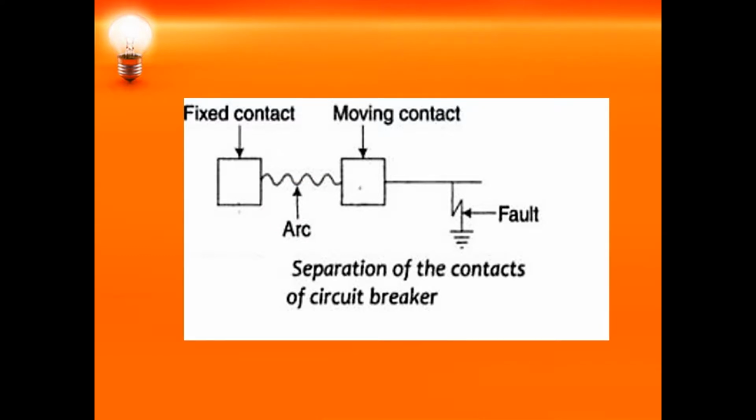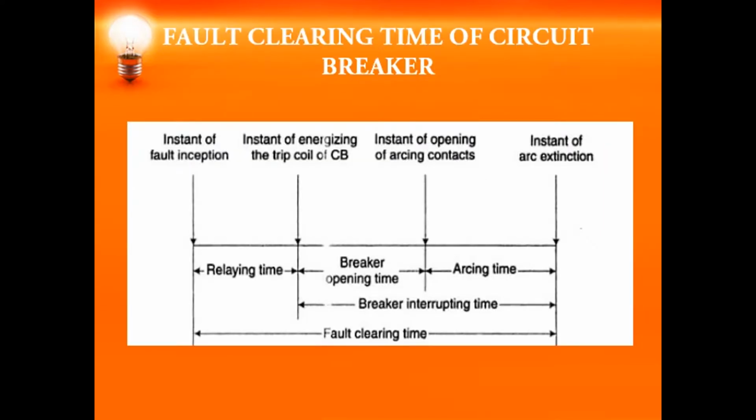So this arc has to be quenched. How is the arc quenched? The arc is quenched by the insulating medium present in the chamber. The current interruption will take place when the arc has finally quenched or has ceased to exist. The entire fault clearing time can be broken into three parts. Fault clearing time is the sum of relaying time plus breaker opening time plus arcing time.